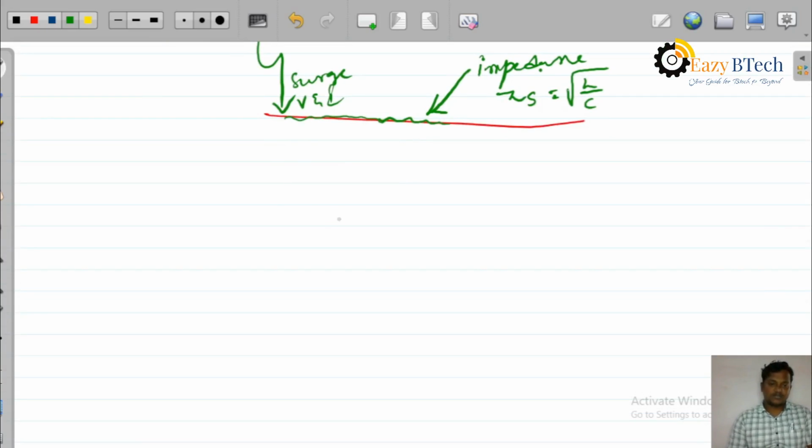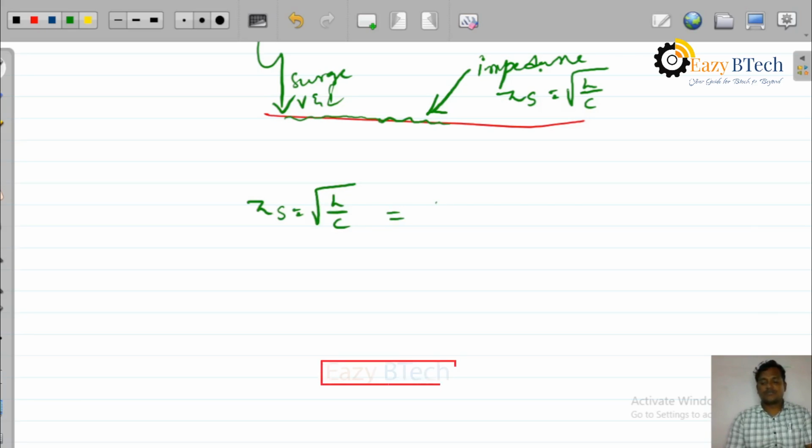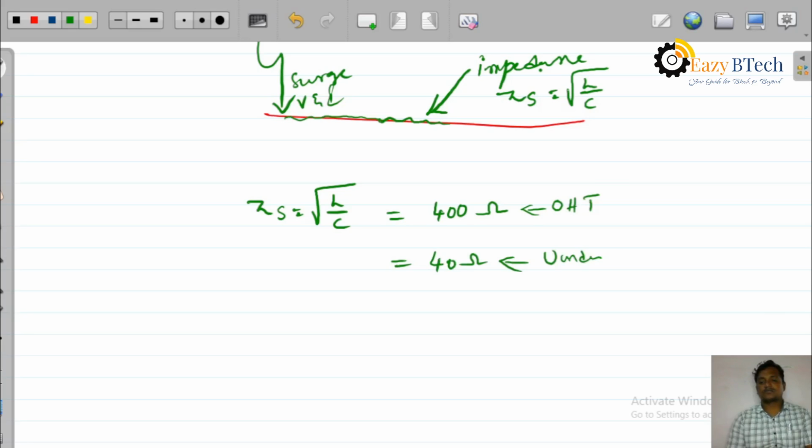Now, the surge impedance values. The surge impedance value is calculated from root L by C. This value is approximately 400 ohms for overhead transmission lines. This value is 40 ohm for underground cables, because in underground cables the capacitance effect is more, so the surge impedance is less. That's why the surge impedance value is less.